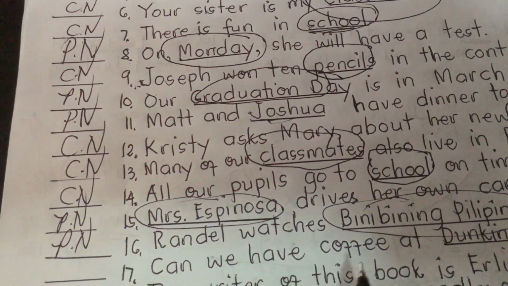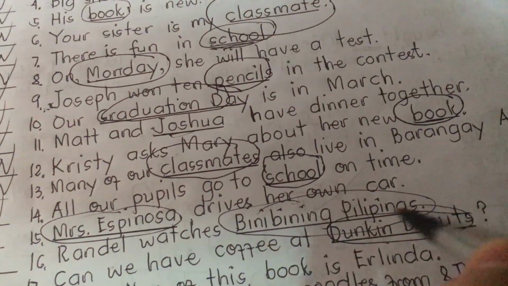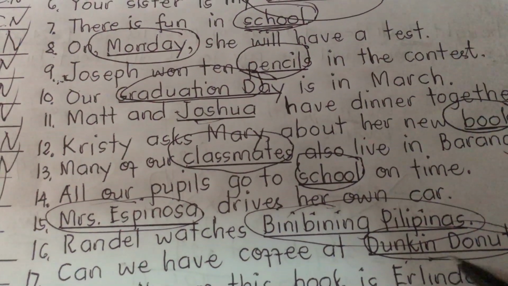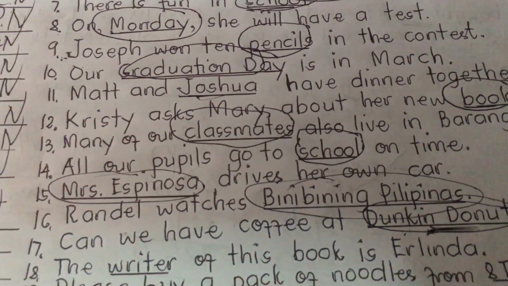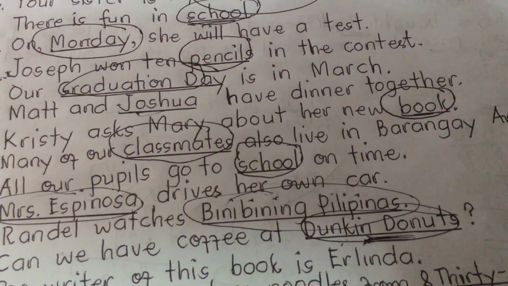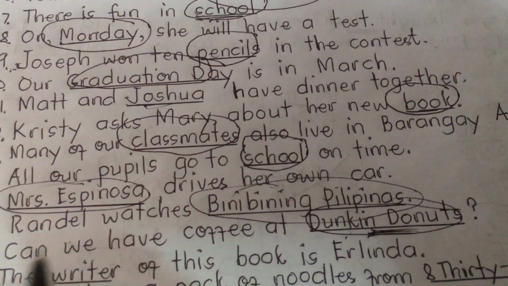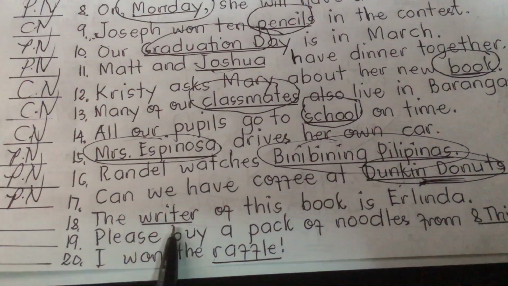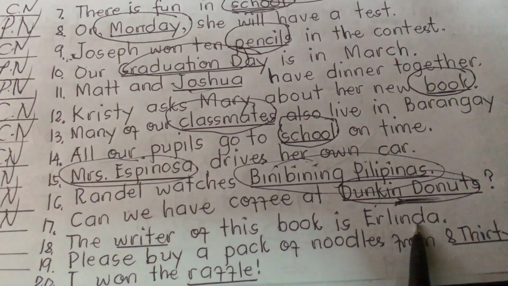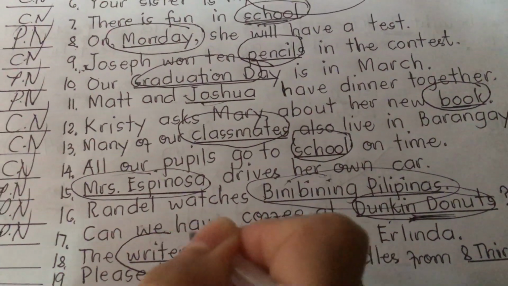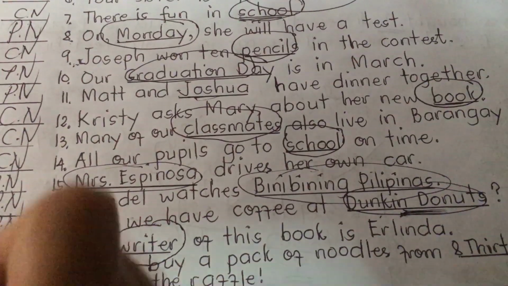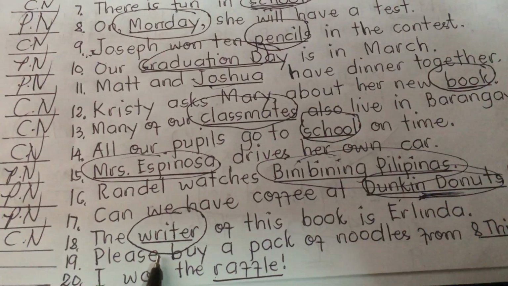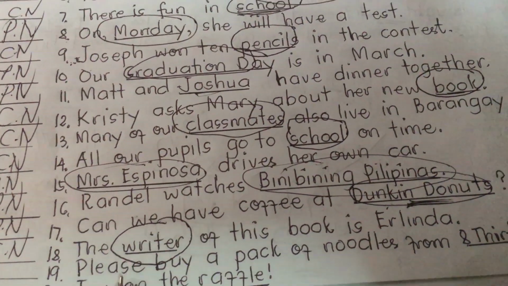17, can we have coffee at Dunkin' Donuts? So we are going to underline the coffee shop, Dunkin' Donuts. The name Dunkin' Donuts here, class, that is what we call a proper noun. 18, the writer of this book is Erlinda. So the word writer is a common noun that's written with a small letter. We do not know whose writer that is.